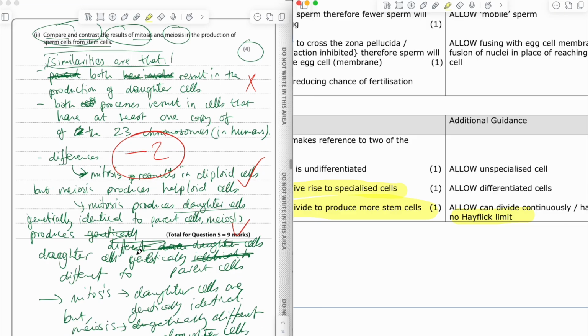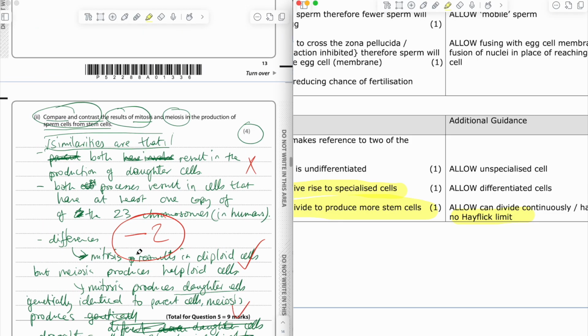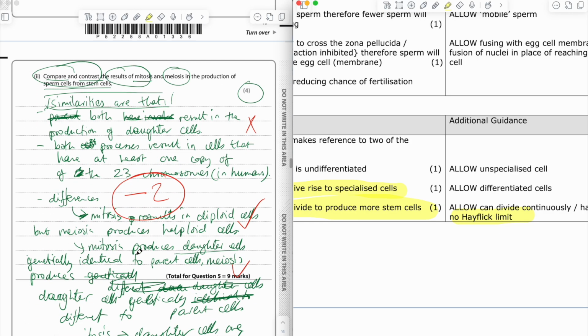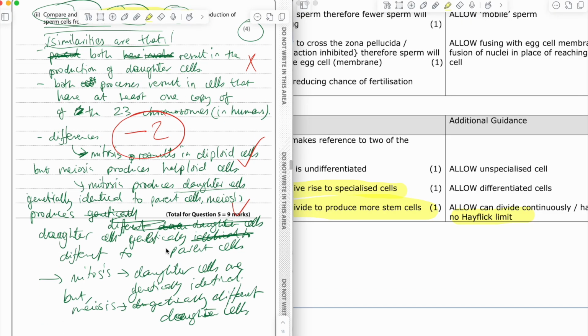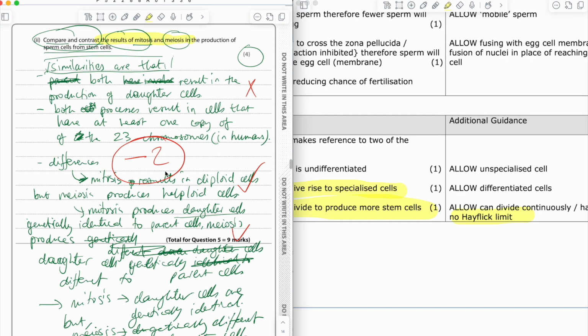Okay, next part. I lost 2 marks on this one. Why did I lose marks? Compare and contrast the results of mitosis and meiosis. I think I understood the question fine. I did address that it's not just meiosis versus mitosis, it's about comparing the products of those processes. But maybe I didn't think deeply enough to give the answers here. What did I miss here?